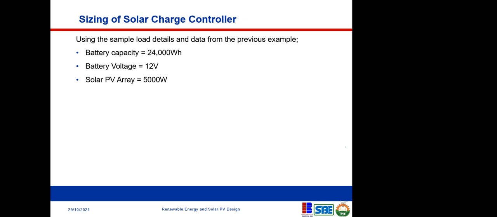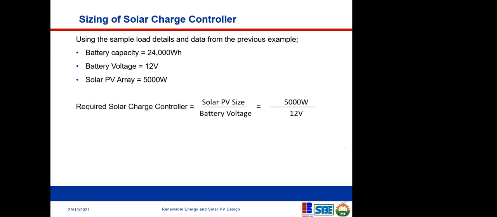So let us do a calculation for the charge controller. And we know what the charge controller does: it charges the battery. It just passes the right amount of current that can charge the battery appropriately. So using the same sample load details in our previous example, a battery capacity of 24,000 watt hour, battery voltage of 12 volts, and solar PV array of 5,000 watts, what charge controller do we need to charge this battery?